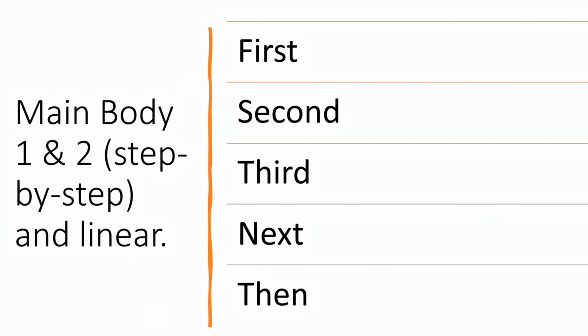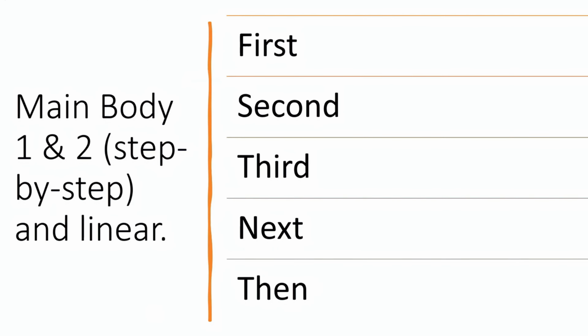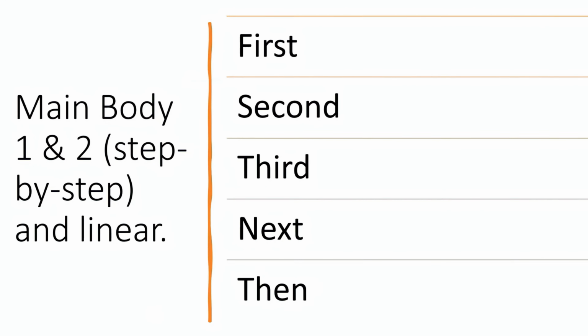So we could say first, second, third, next, and then for describing things very clearly, but as I've showed you, we have some better words also. So let's look at the main body. We'll do a first attempt. So our first attempt is like this.